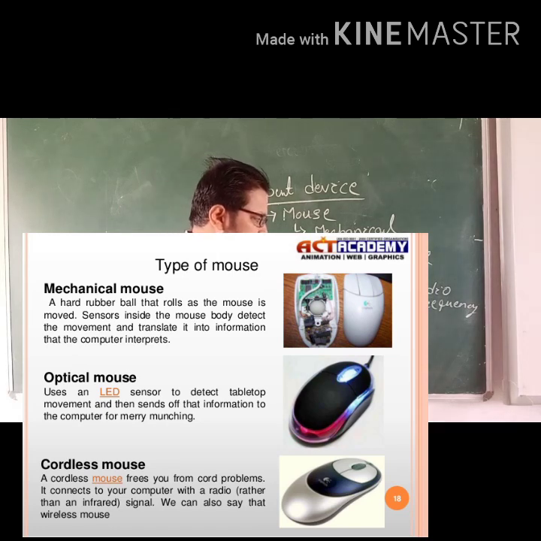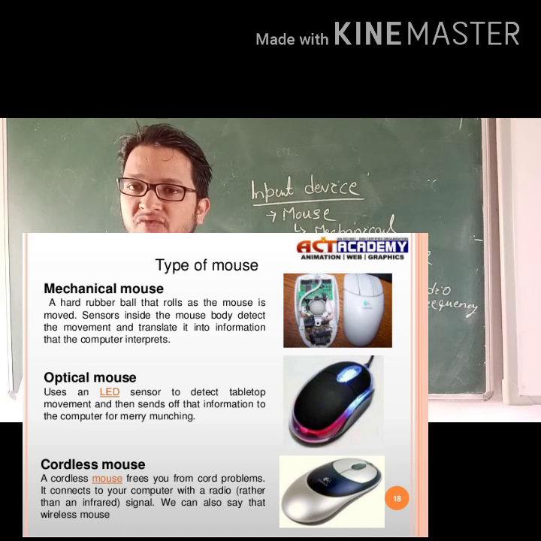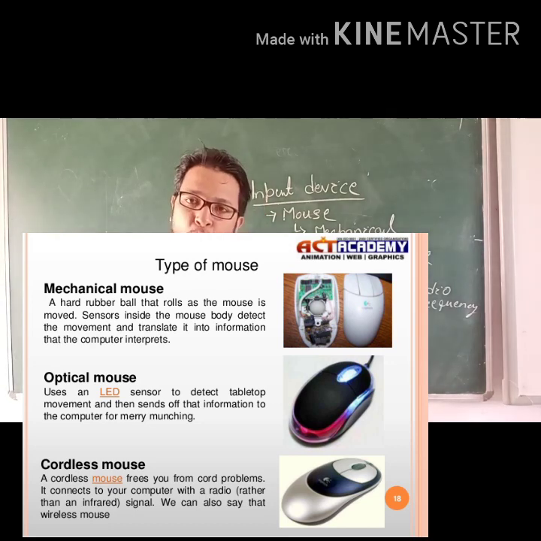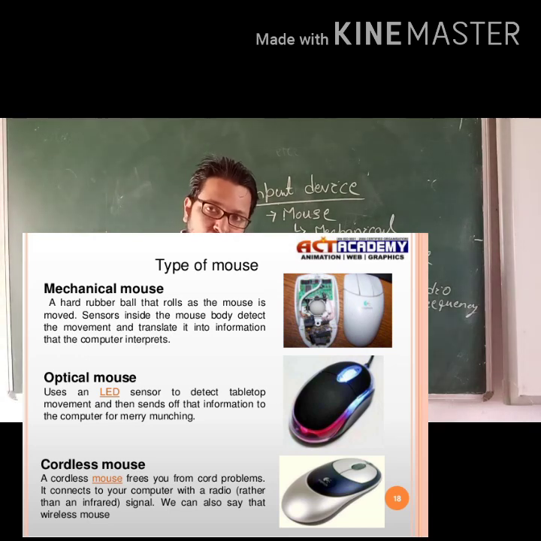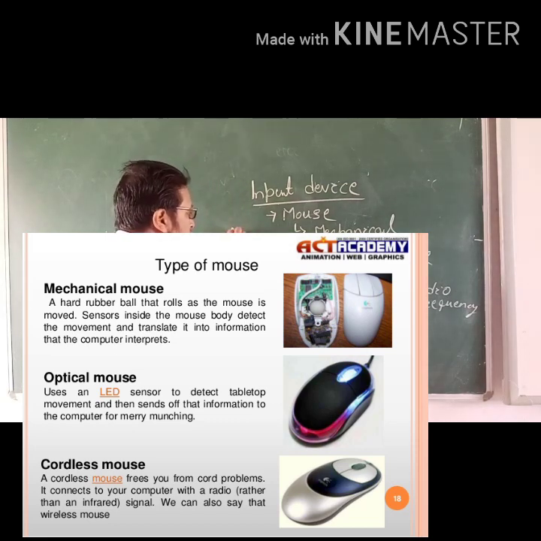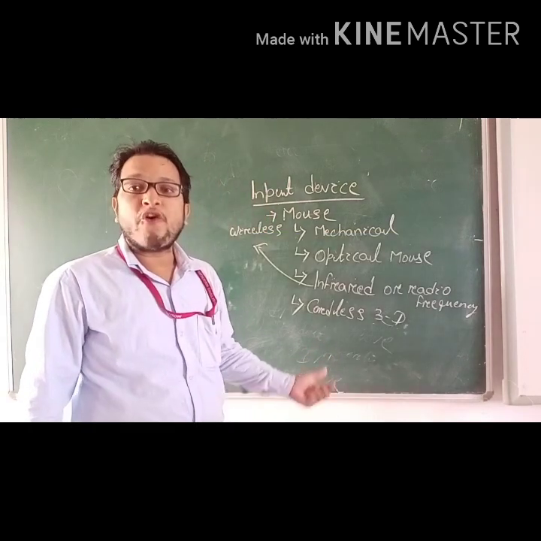Next one is the infrared or frequency mouse. This type of mouse is used in either a laptop or a tablet. Optical mouse can also be used in a laptop or a desktop, but this mouse is used in a laptop as well as a tablet. This mouse is also called a wireless mouse. Remember this one. Another one is the cordless 3D mouse.